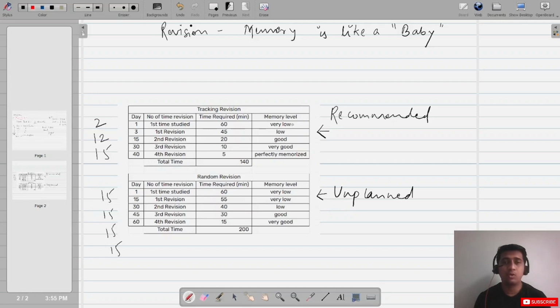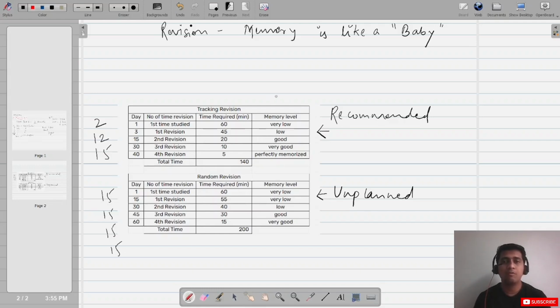But what you see when you do such type of revision is that your memory, which was initially very low because you have just studied it the first time, right? But when you revise on the third day, it becomes better, on the 15th day it's a good memory, on the 30th day it's a very good memory, and on the 40th day you have perfectly memorized it. And not just that, there is another benefit.